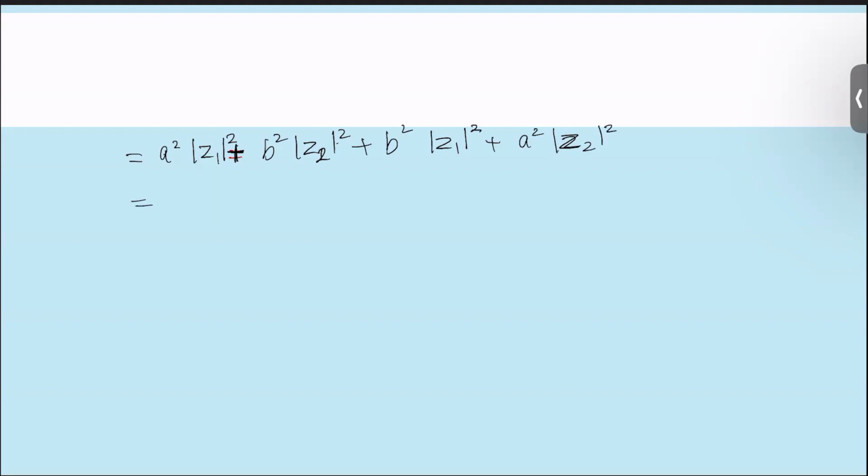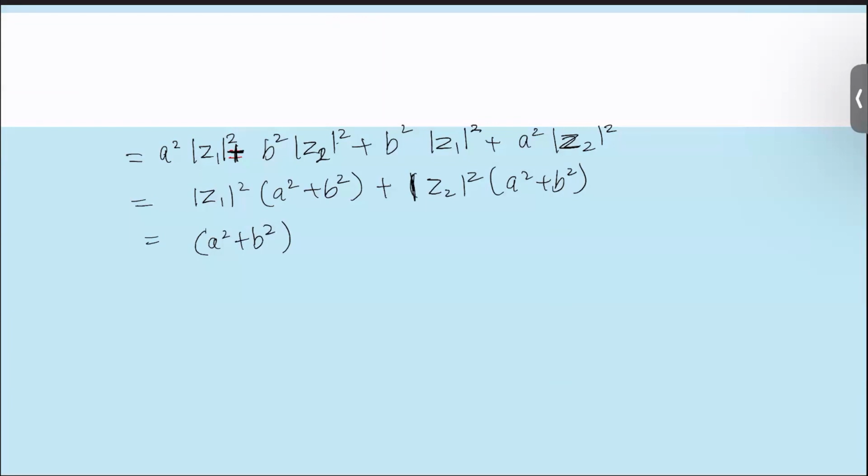First we try to take the z1 terms together. If we take modulus of z1 squared together, you get a squared plus b squared. Then, taking modulus of z2 squared together, you also get a squared plus b squared. Then what you get is a squared plus b squared.